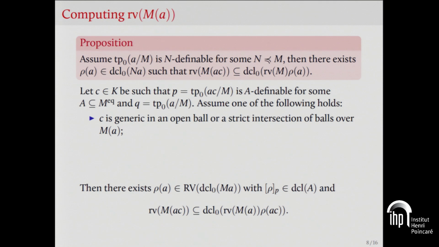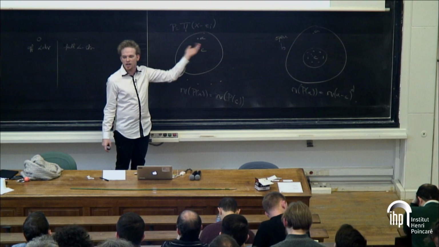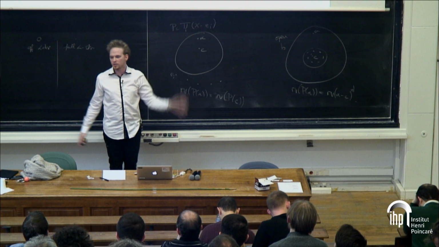It can be done if C is generic in an open ball or a strict intersection of balls over MA. And this is exactly the argument I did down there. Except now you're working over a point that realizes a type in the universe, but this is not really a problem.